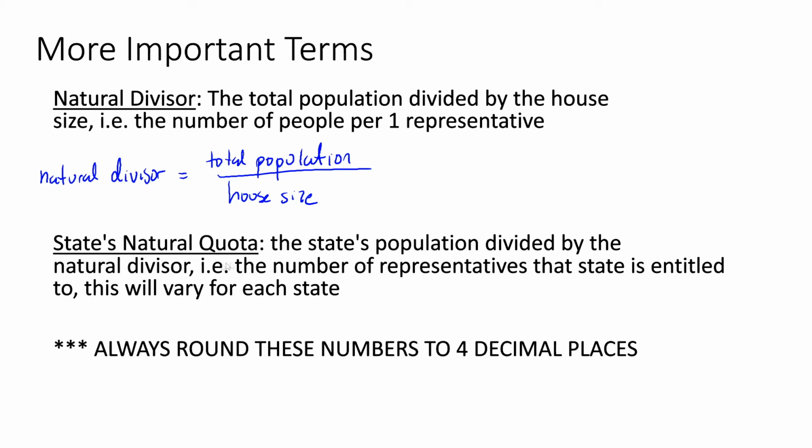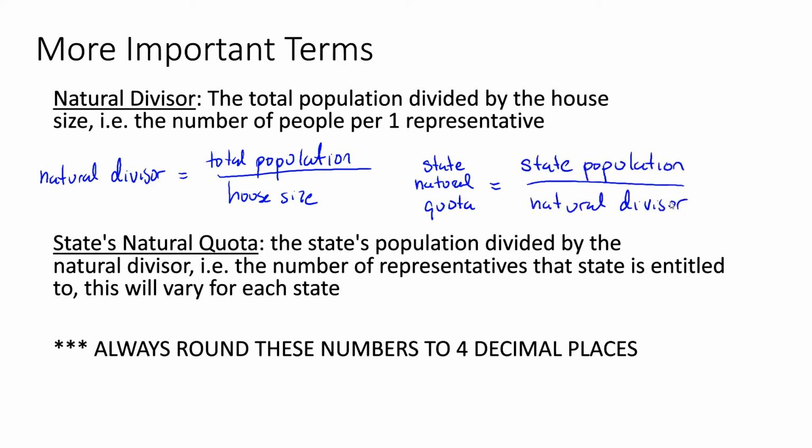The next thing you're going to have to calculate are states' natural quotas. And this is the state population divided by the natural divisor. What this means is this is the number of representatives that particular state is entitled to. And it'll be different for each state because they're all going to have different populations. And just one important thing to keep in mind is that you always round these numbers to 4 decimal places. They are usually not going to come out to be whole numbers or integers. They usually will have a lot of decimals associated with them, and you should always round them to 4 decimal places. There will be some instances later where you'll need to round to 5 decimal places, but for now, at least 4.